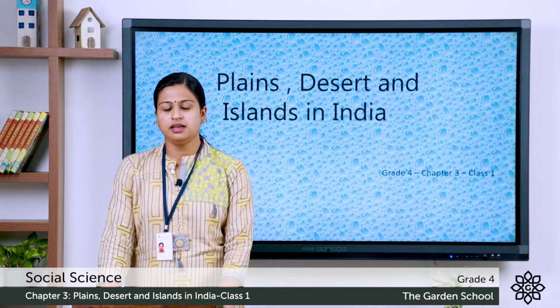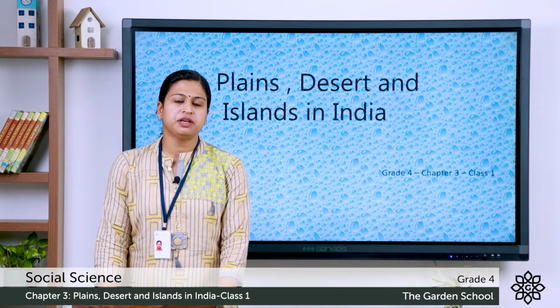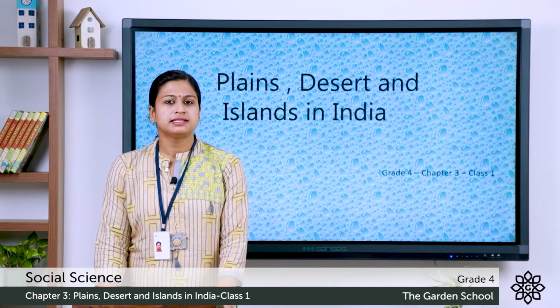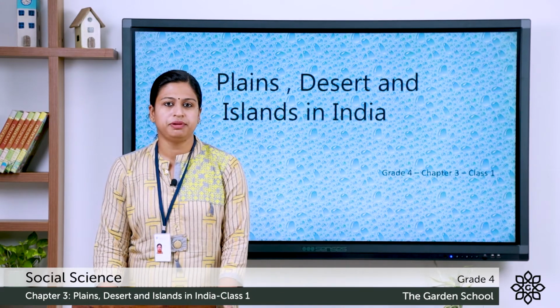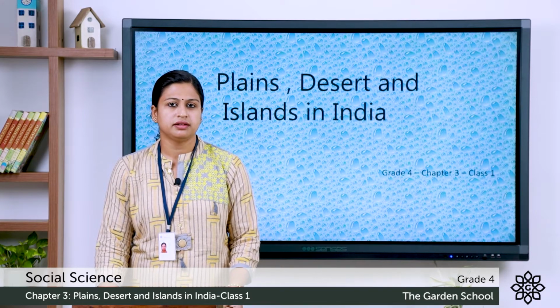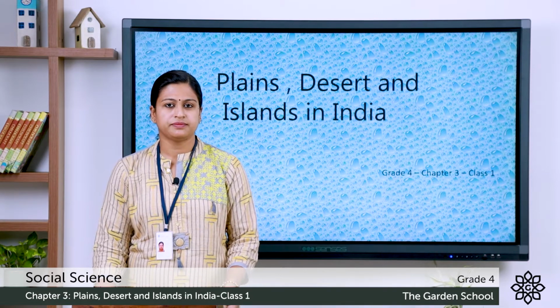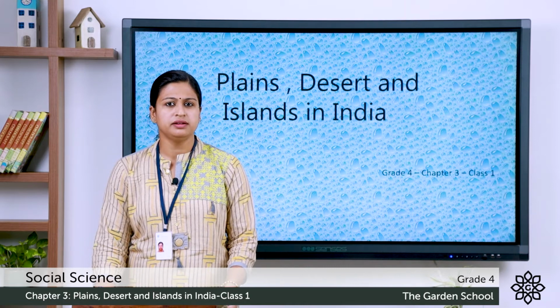Here you can see in page number 20 many pictures. The first picture shows different landforms in India. The second picture shows Ganga river flowing through the northern plain. Third picture is about the Thar desert. You can see camels walking through the Thar desert. Fourth is a picture of famous island, Andaman Islands in the Bay of Bengal.